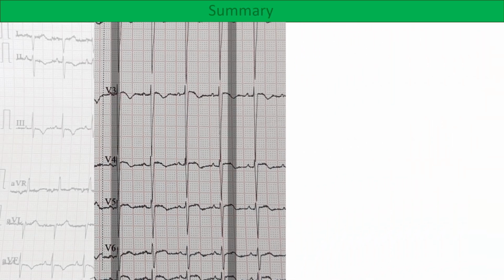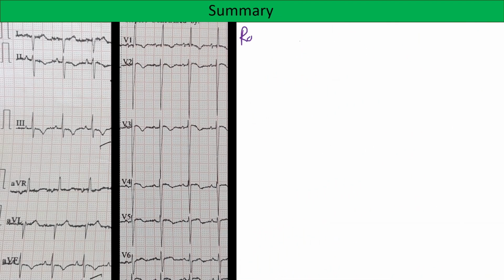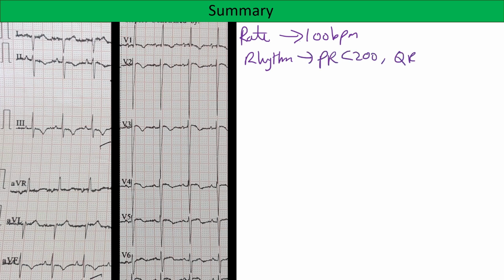Now let's put this all together. So, for rate, we have 100 beats a minute. For rhythm, the PR interval was less than 200, which is normal, and the QRS was less than 120. The only other thing to check is, is it a sinus rhythm? Remember, sinus rhythm means that the rhythm is originating from the SA node.